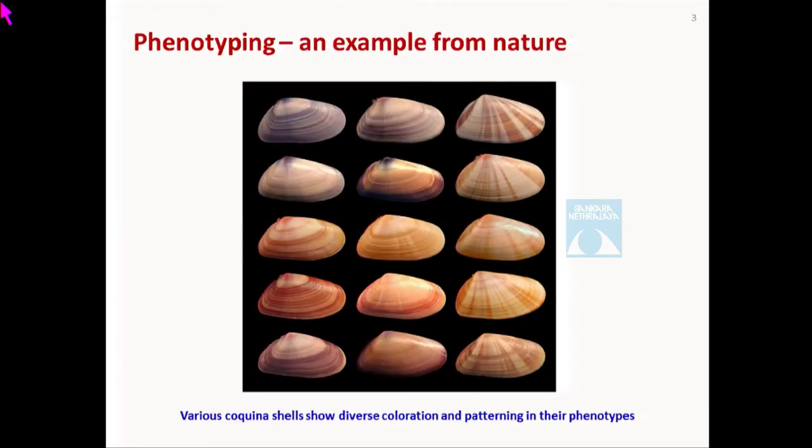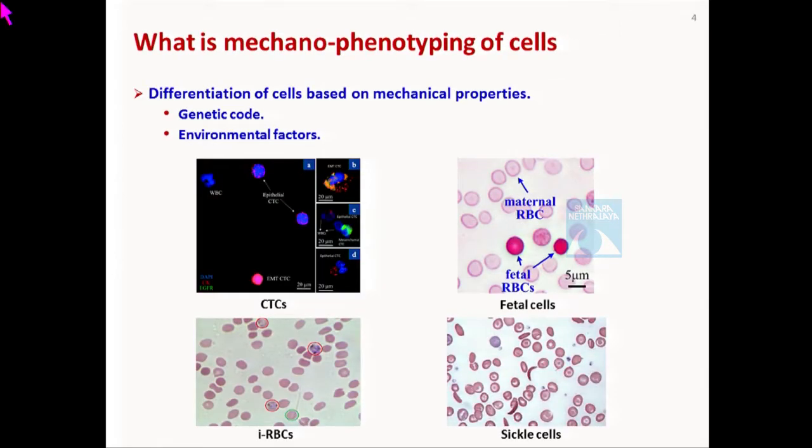So this shows some beautiful pictures of these cells. It shows that depending on the species, you can have different coloration and patterns on the cells. So with regards to the mechanophenotyping of cells, first of all, what is mechanophenotyping? It is nothing but differentiation of cells based on mechanical properties, which actually originates from the genetic code as well as the effect of environment.